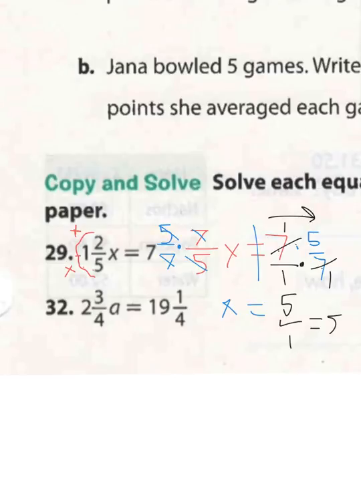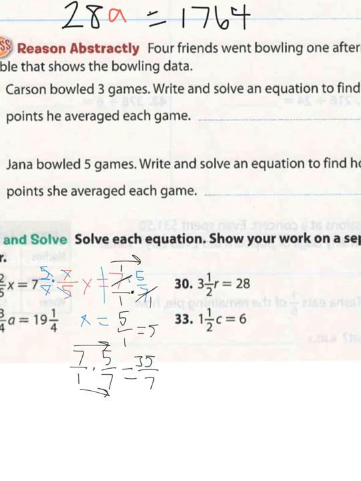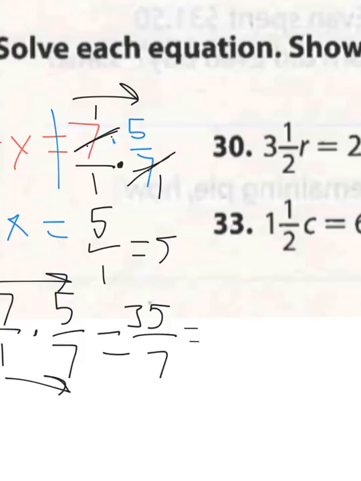So if you didn't know how to cross cancel like I just said, because these are the same, then let's do it the other way. So 7 over 1 times 5 over 7. I'm multiplying across on the top first, which is 35, and then multiplying across on the bottom, which is just 7. And then I'm simplifying. 35 divided by 7 equals 5. And there's my answer. It's the same thing.